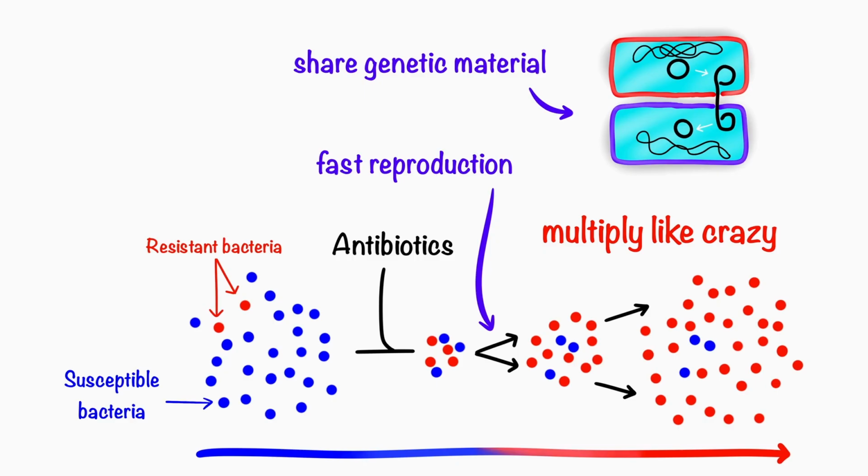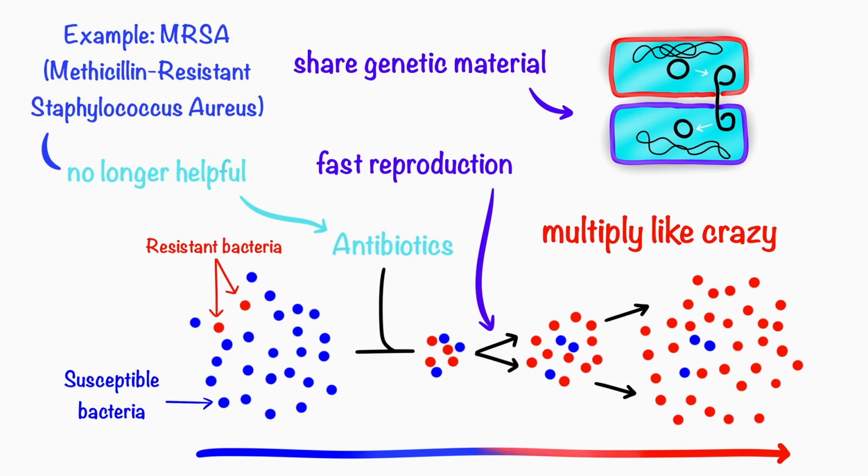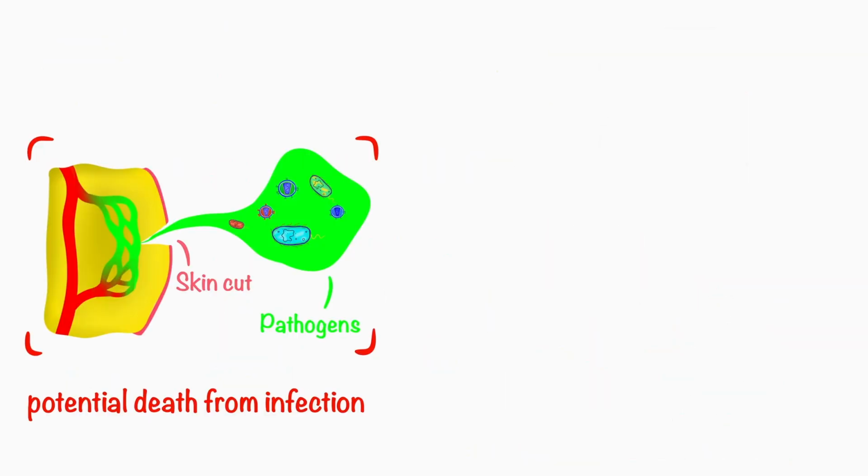Plus, they can share genetic information with each other in the form of plasmids. This means resistance can spread through bacterial populations at lightning speed. One resistant bacterium can quickly become millions, all carrying the same resistance genes. For people infected with these superbugs, standard treatments become less helpful. Take MRSA, for example. This notorious superbug can be incredibly difficult to treat. If MRSA enters your bloodstream, it can be fatal.